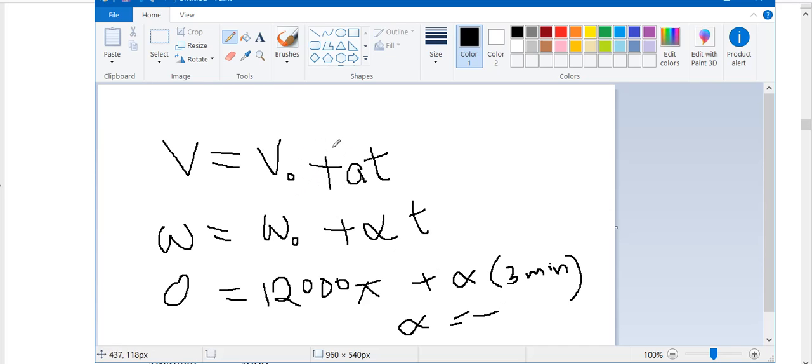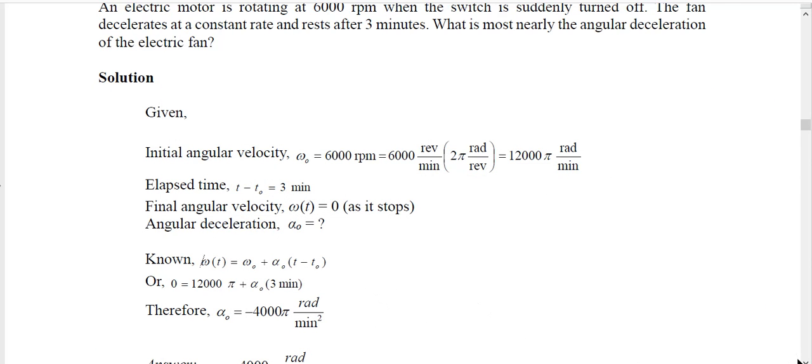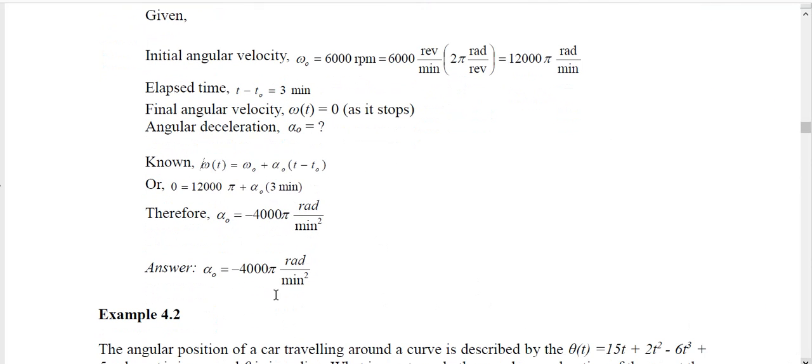So there will be a negative value. Or from the beginning you can use a negative value here, then you will get a positive value. That doesn't matter, whatever you use, both are fine. So make sure that you understood the concept. If I go to the problem, let us see what I did. Omega t equals omega naught plus alpha times t minus t naught. T naught is 0 because we are starting from the reference point, which is 0. So this is omega naught plus alpha t.